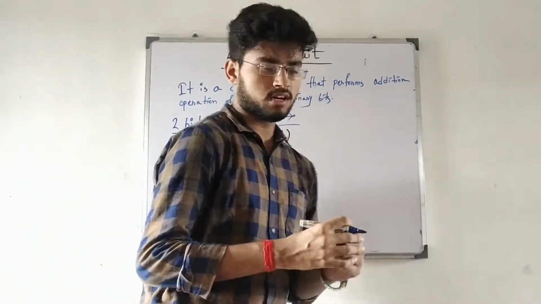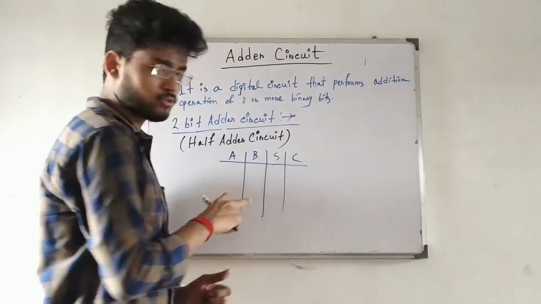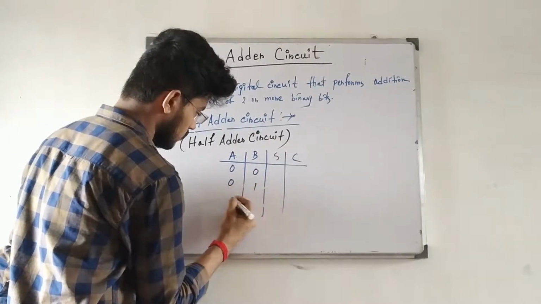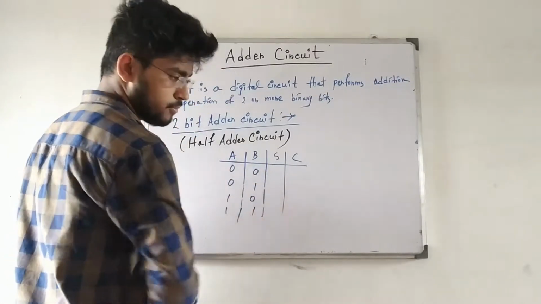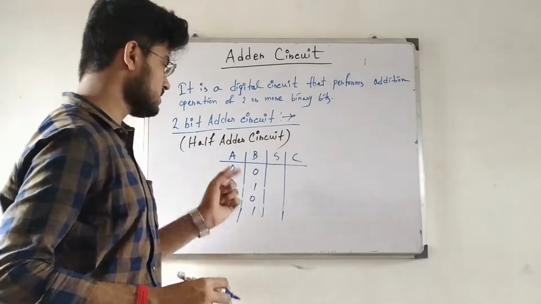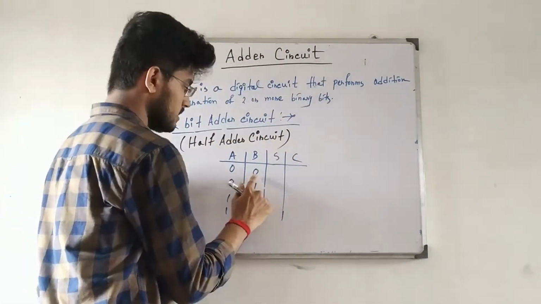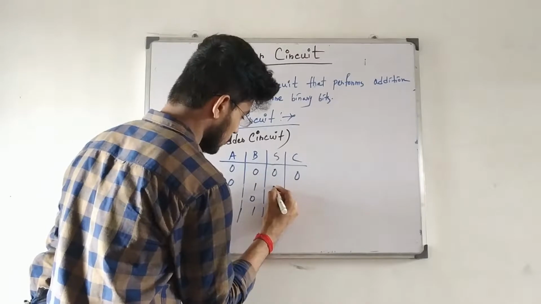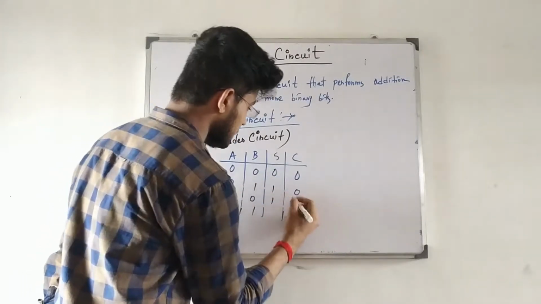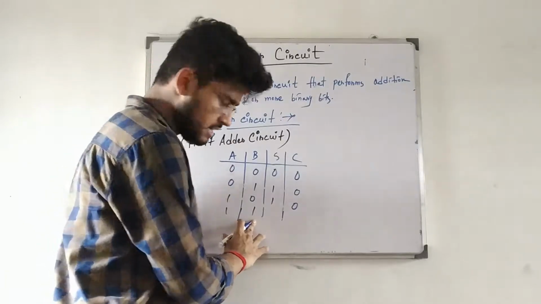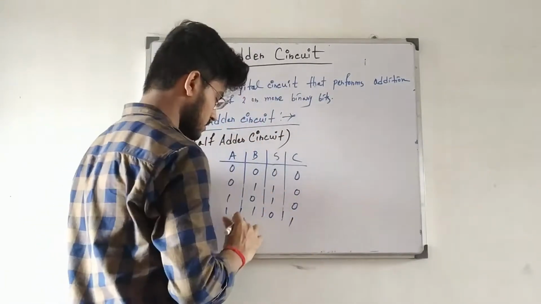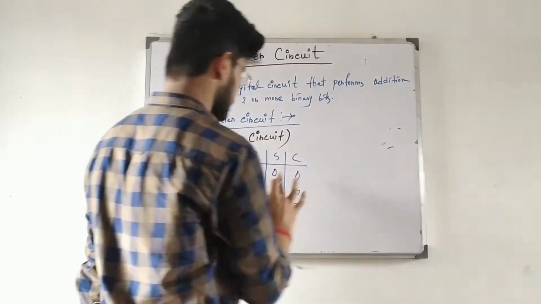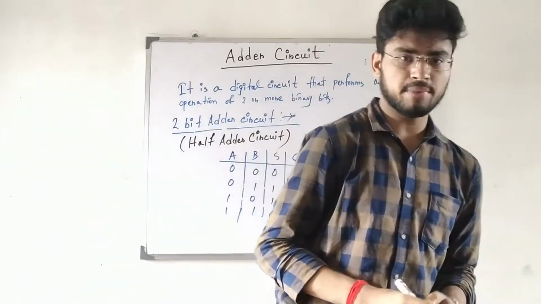So what is the truth table of half adder circuit? If there are only 2-bit binary digits, then 4 combinations are possible. That is 0 0, 0 1, 1 0, and 1 1. Next, what will be the output of these inputs? If 0 and 0 are added, then sum will be 0 and carry will also be 0. If 0 and 1 are added, then sum is 1 and carry is 0. And if 1 and 1 are added, then sum is 0 and carry is 1. You can see that if 1 and 1 are added, that means 2. In binary, 2 means 1 0. So here 0 is sum and 1 is carry. So this is the truth table of half adder circuit.